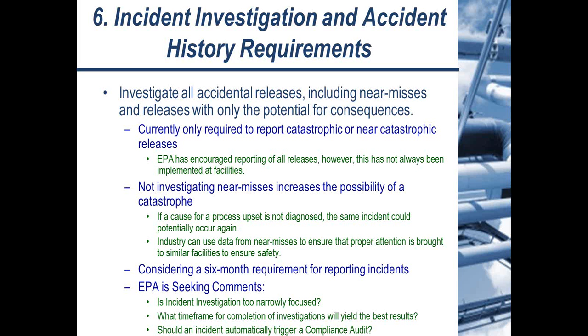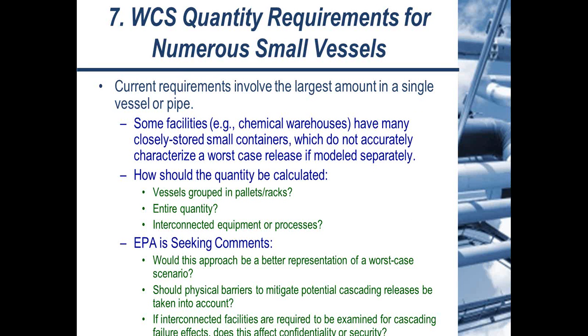Number 7, worst case scenario quantity requirements for numerous small vessels. Current requirements involve the largest amount in a single vessel or pipe. Obviously, there are a lot of facilities that have very small but tightly quartered flammable or toxic chemicals. Looking at, say, a propane bullet versus multiple ones that are all nearby, you're going to run into a very different scenario, and they're thinking this isn't indicative of the actual hazard at hand. In St. Louis, a lot of small propane containers caught fire, and this cascaded into nearly the entire plant going up, with a pretty solid effect on the community.